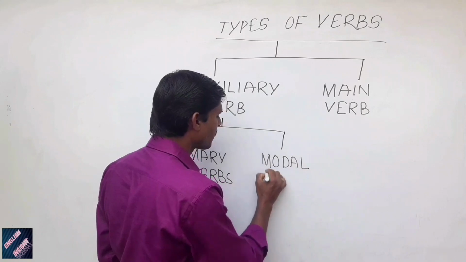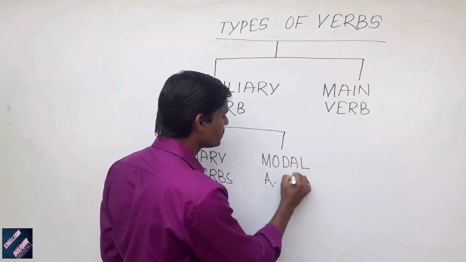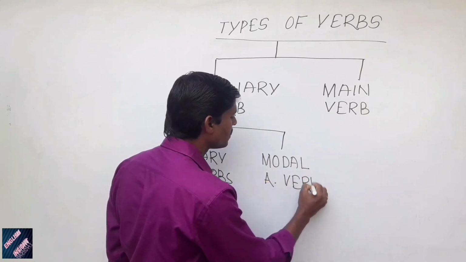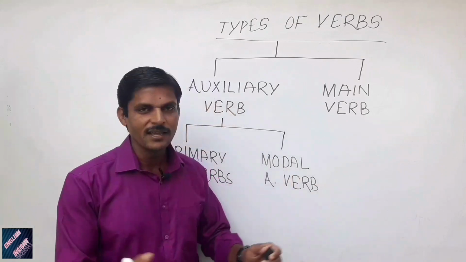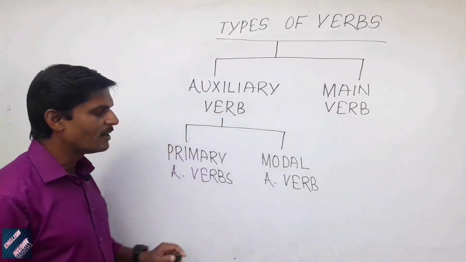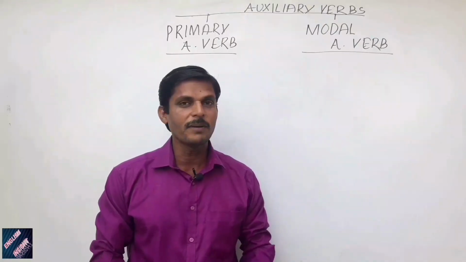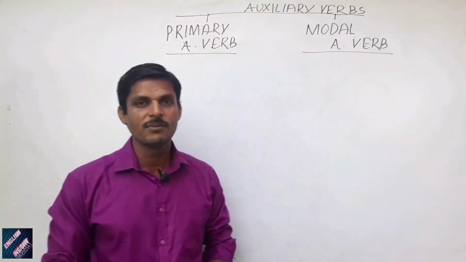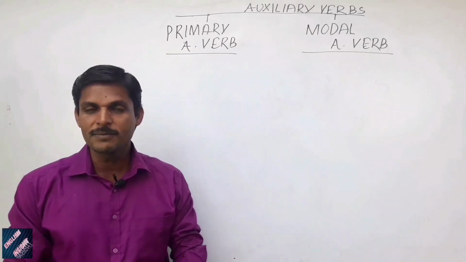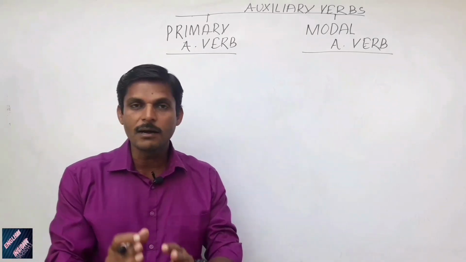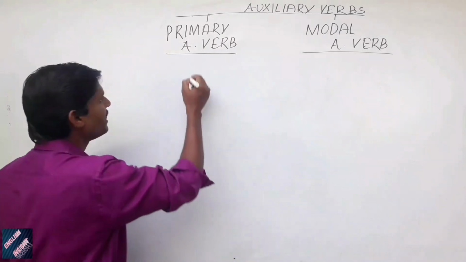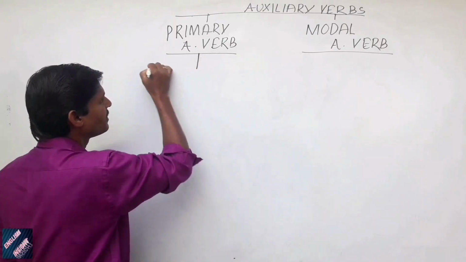Modal auxiliary verbs, okay? We'll see now what the primary auxiliary verbs and what the modal auxiliary verbs are. Now we'll zoom in on primary auxiliary verbs and modal auxiliary verbs. Primary auxiliary verbs are again, I'll say, they are of three types, okay? Primary auxiliary verbs are of three types.